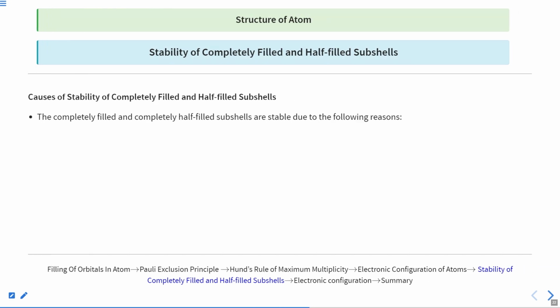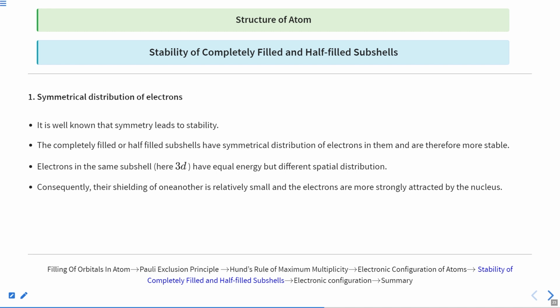Now the completely filled and completely half filled orbitals are stable due to the following reasons. The first is symmetrical distribution of electrons. So you know that nature loves symmetry. If something is symmetrically distributed, then it will have lower energy. Clear? It will have lower energy, the shielding of one another is relatively small, and the electrons are more strongly attracted by the nucleus. So the first is symmetrical distribution of electrons.